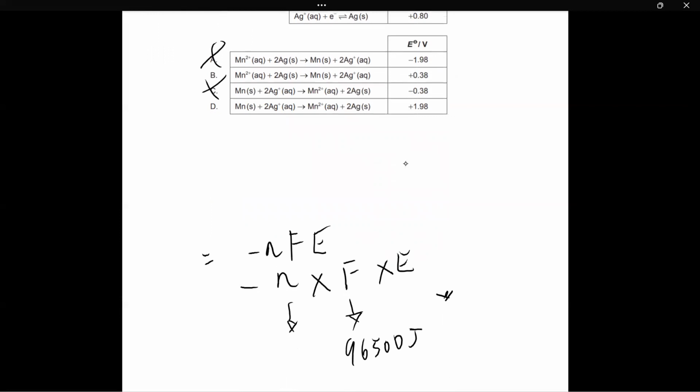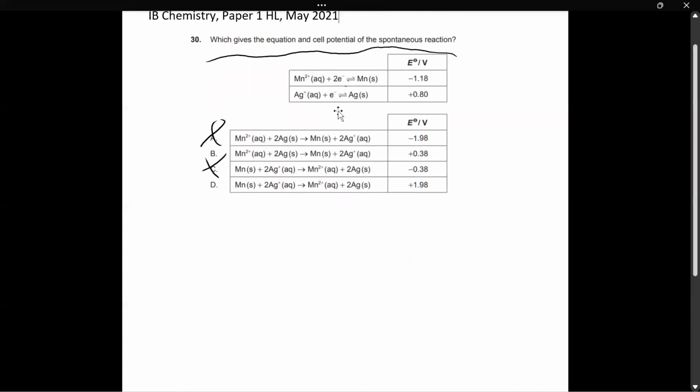I'm just going to erase this real quick so I can explain it to you. Now, based on the information given to us in the question, we have been told that the electrode potential for this reaction is positive 0.8. And we know that the more positive the electrode potential for a reaction, the more likely it is to happen.